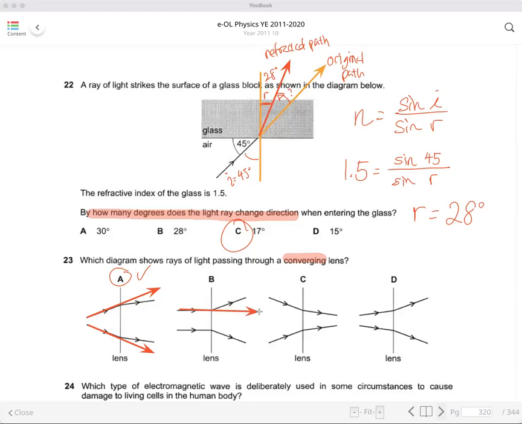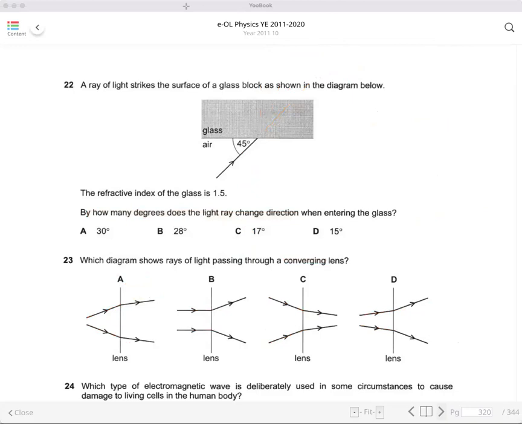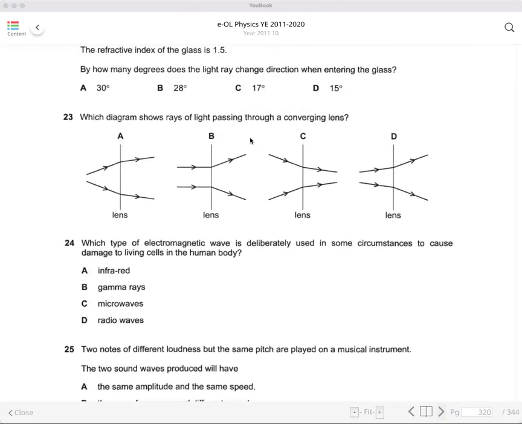I'll give more examples. If B goes straight, then it moves further away. Can you see? It actually moves further away. Same thing for C, it moves further away. Same thing for D, the rays actually move further away. So only A is correct. Everybody got this correct. Well done, everyone. Okay, question number 24. Let's begin.